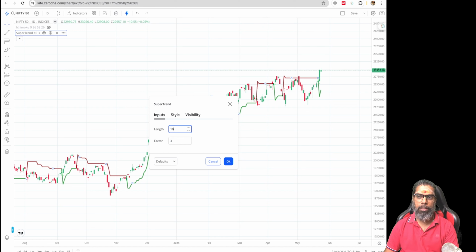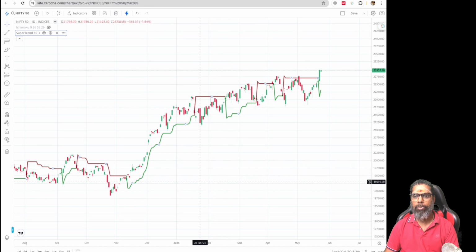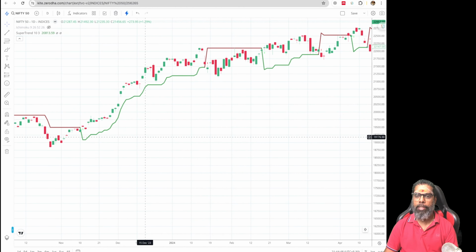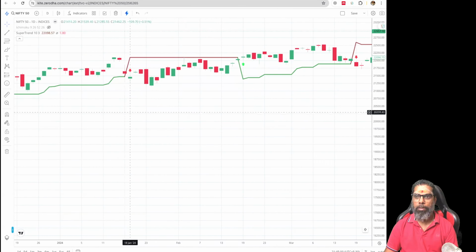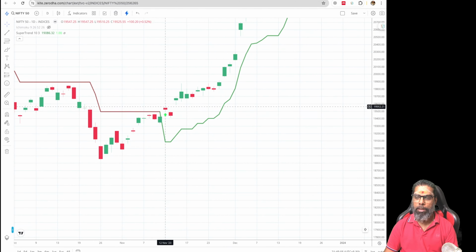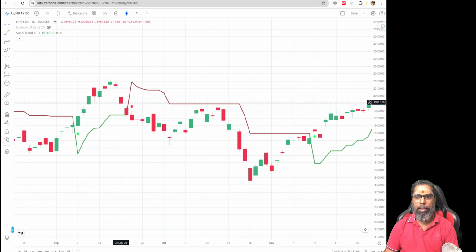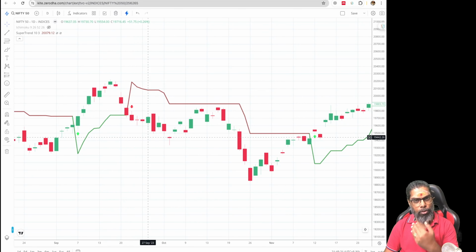10 is the length, which is normally an average moving, and 3 is the ATR multiplier. This is a very straightforward one, which means whenever you see a green line above, you enter the trade. Whenever the price crosses the SuperTrend line and it is going above, and the trend line has changed to green, you enter. And whenever it crosses the line downwards and the line becomes red, then you sell, short.